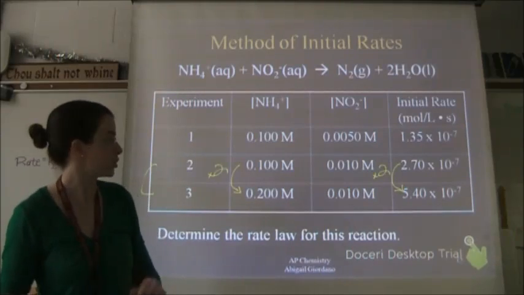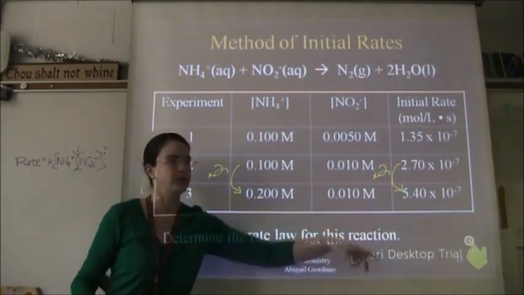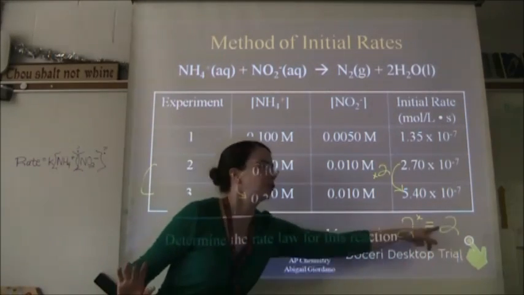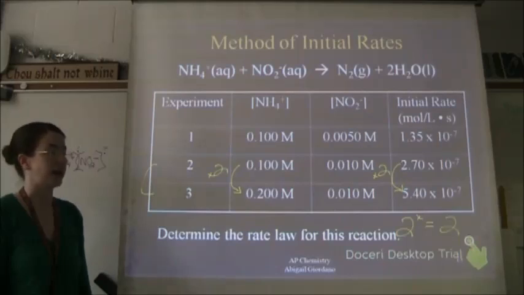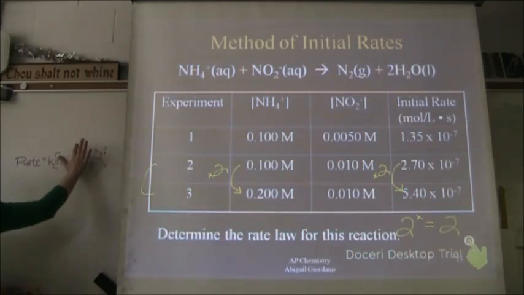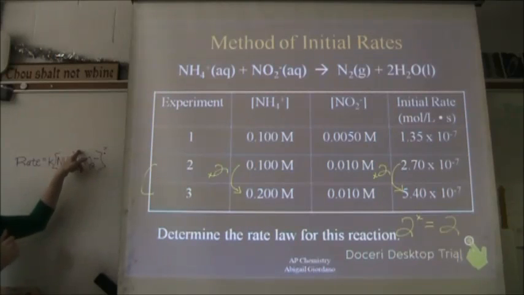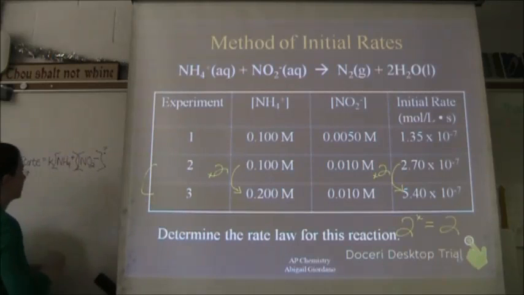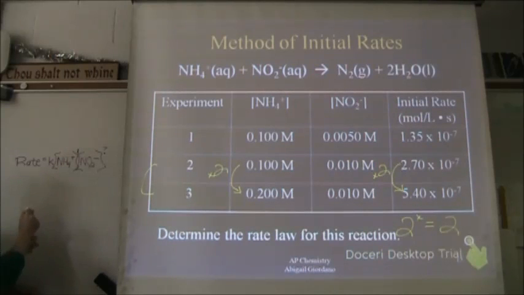Okay, so watch. Look at the numbers I just wrote down. 2 and 2, right? 2 to what power equals 2? You got it. Guess what? The exponent for ammonium is 1. Since it's an exponent of 1, you can either write it in or not, your choice. Okay? I'll go ahead and write it in. Good job.